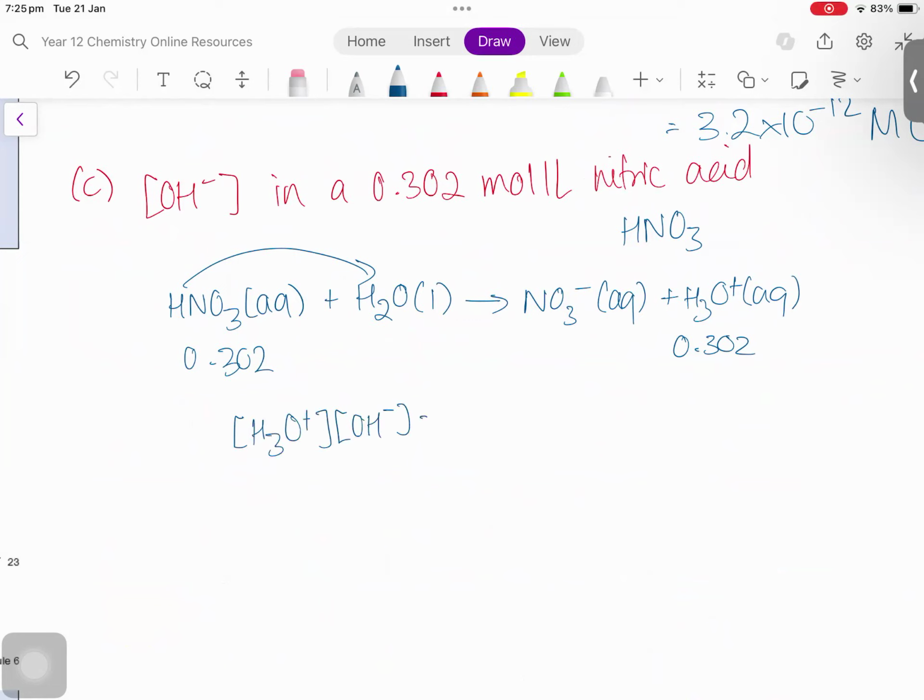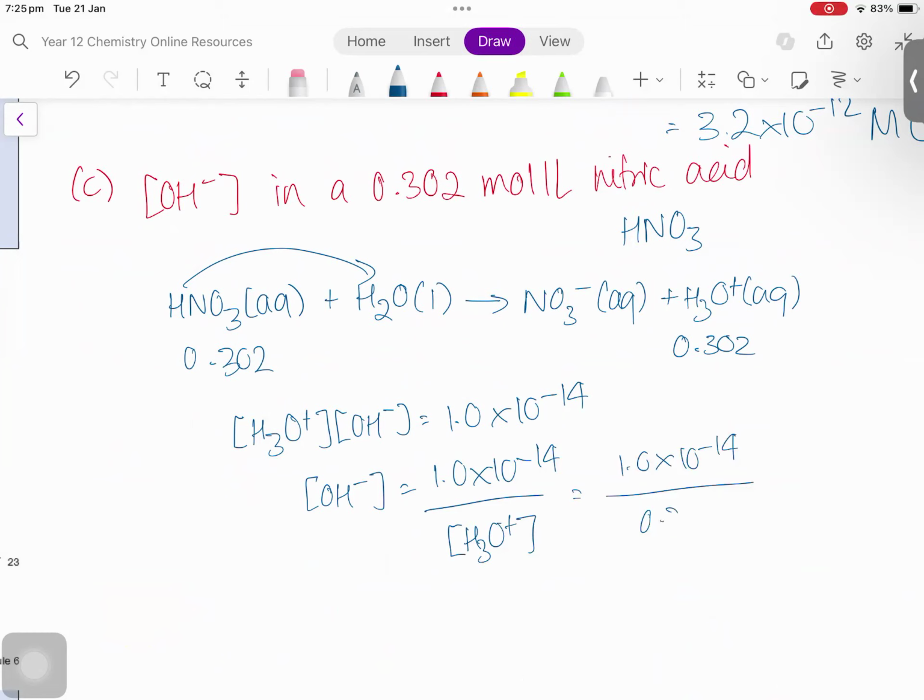OH minus is 1.0 times 10 to the minus 14. Okay, so then OH minus is 1.0 times 10 to the minus 14 divided by H3O plus. So that's 1.0 times 10 to the minus 14 divided by 0.302. So what do you get for OH minus, please?